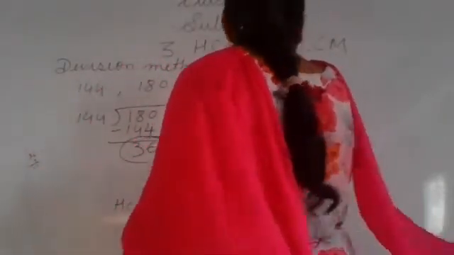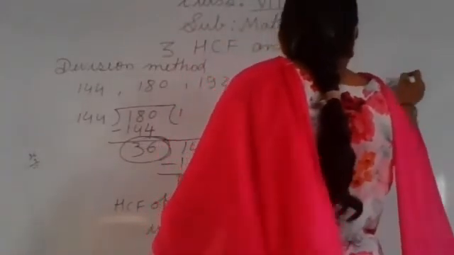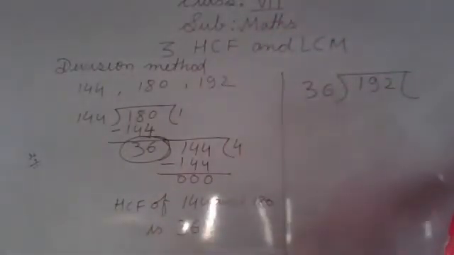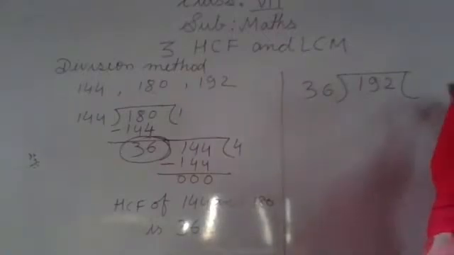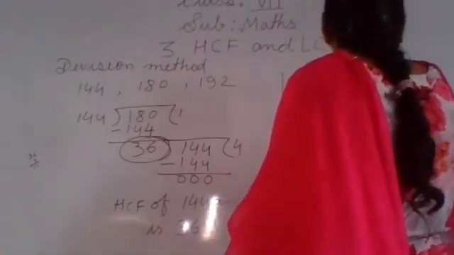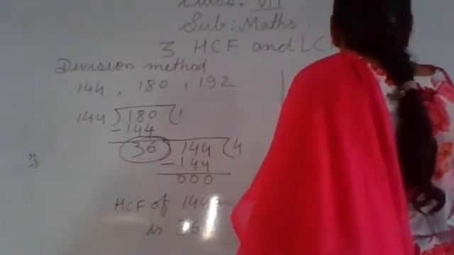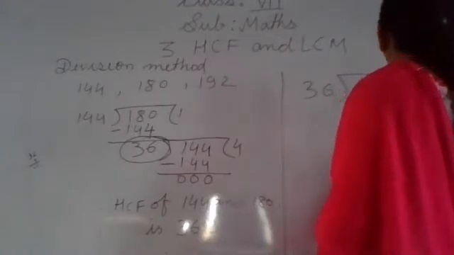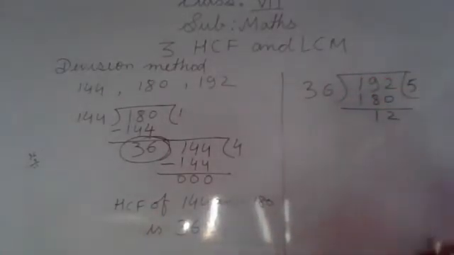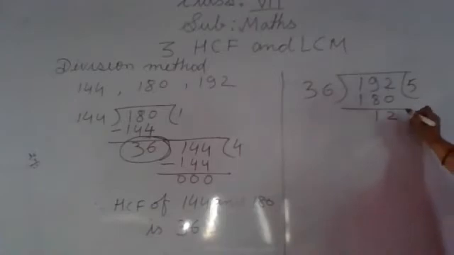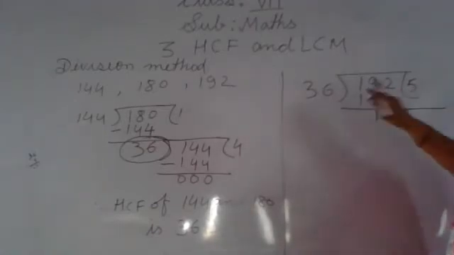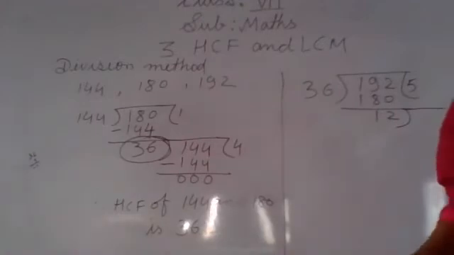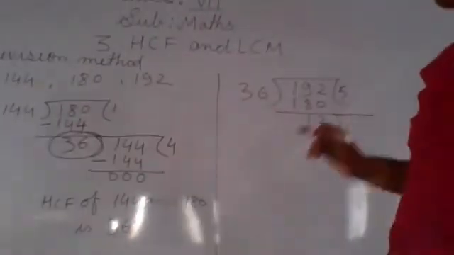And the third number is 192. Okay, so 36 times what? 36 times 5 is 180. So 2, and 18 minus 19, minus 12. Now again beta, we will do the same thing. This remainder becomes divisor and this first divisor becomes dividend.